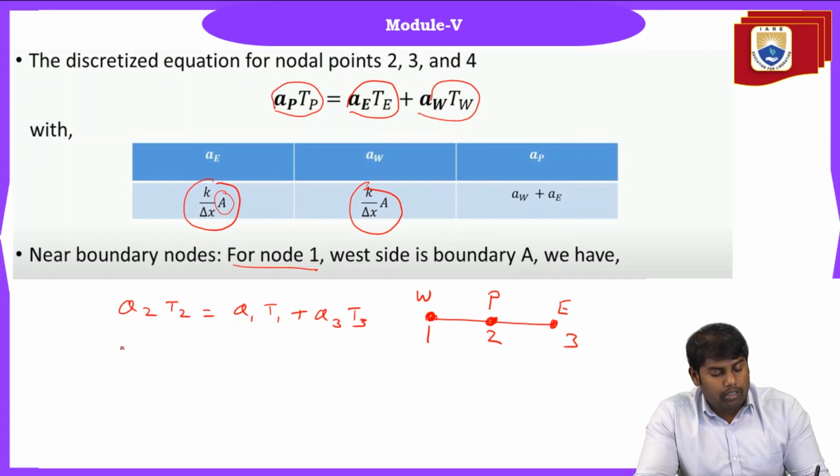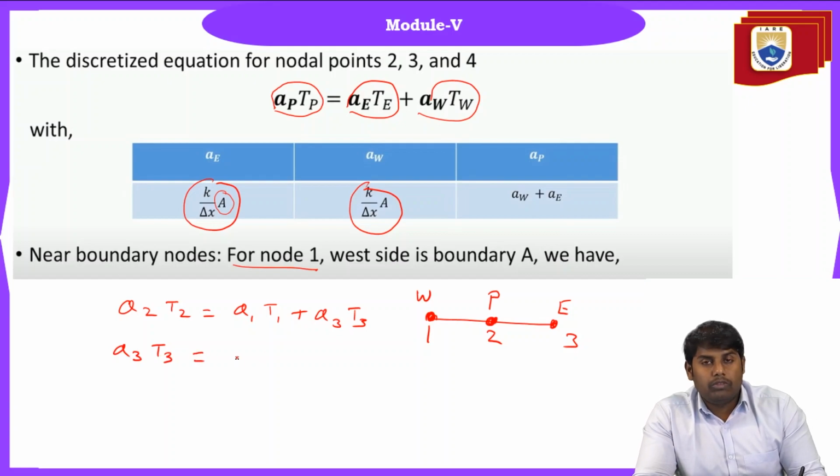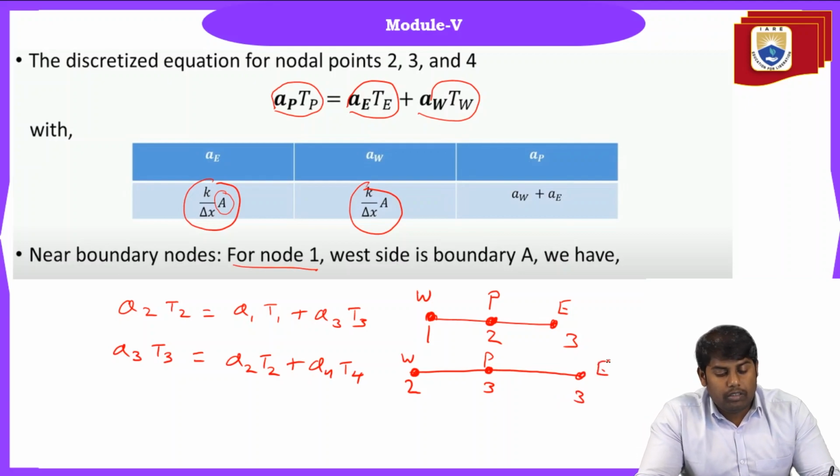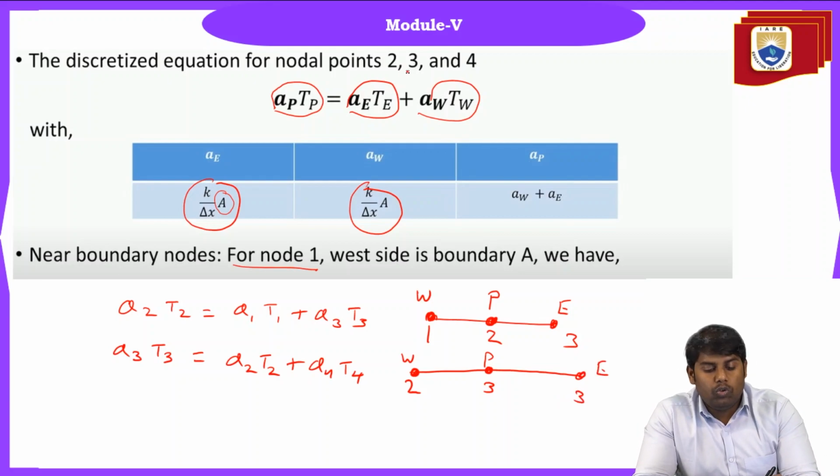Next, we have A3 T3, which is equal to A2 T2 plus A4 T4. So here the diagram will change. Here 3 is the point of interest P, 2 is the west node and 4 is the east node. Fine. So we have seen 2, 3.